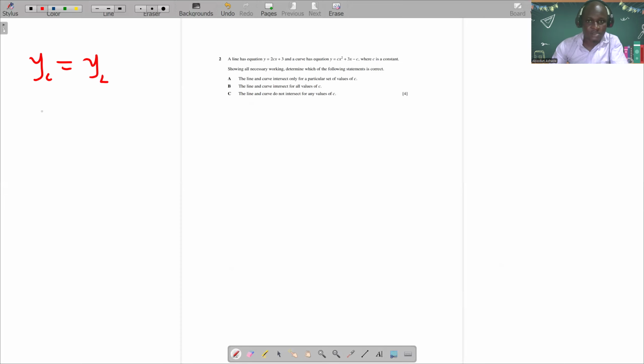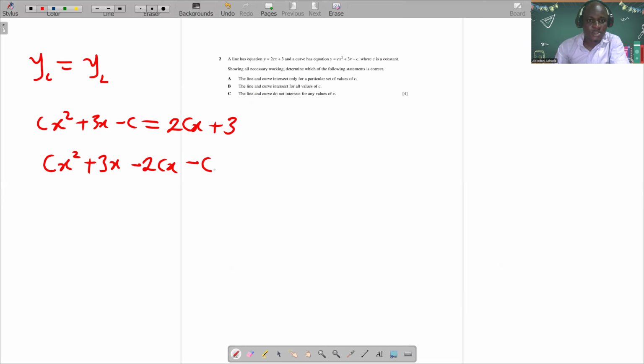And what that means is we are saying that cx squared plus 3x minus c will be equal to the line 2cx plus 3. In this kind of problem, don't forget to collect like terms and make it look like a quadratic equation. So we have cx squared plus 3x minus 2cx minus c minus 3 becomes 0.